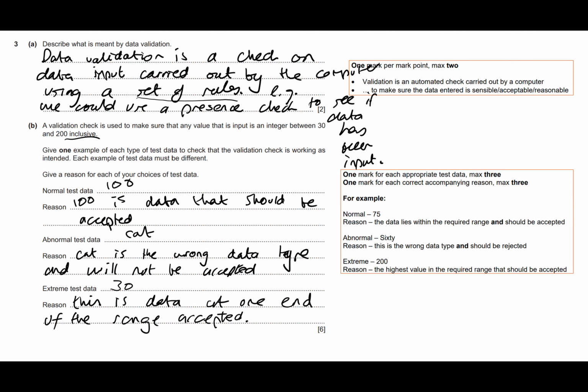So we've got normal data, 75, so it's data that lies in the required range and should be accepted. So 100 is data that should be accepted. That's fine. For abnormal test data, I've put cat. So cat is the wrong data type and will not be accepted. So that's all good. Then extreme test data, they've put 200, so they've got the highest value that should be accepted. And I've got this is data at one end of the range, accepted. I could say this is data at the lower end of the range that could be accepted, but I've given a definition of what extreme test data is. An acceptable answer is either end of the range that should be accepted. Okay, so I'm pretty happy with that one. I'll stop this one and on to the next question.